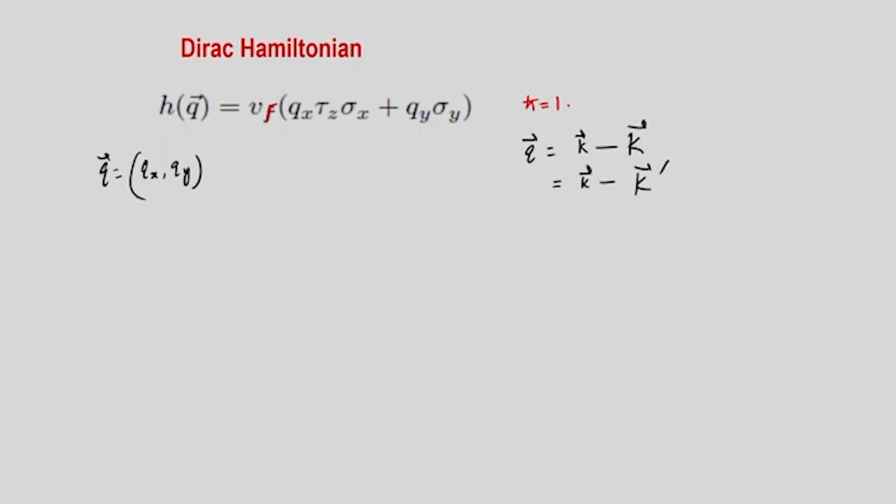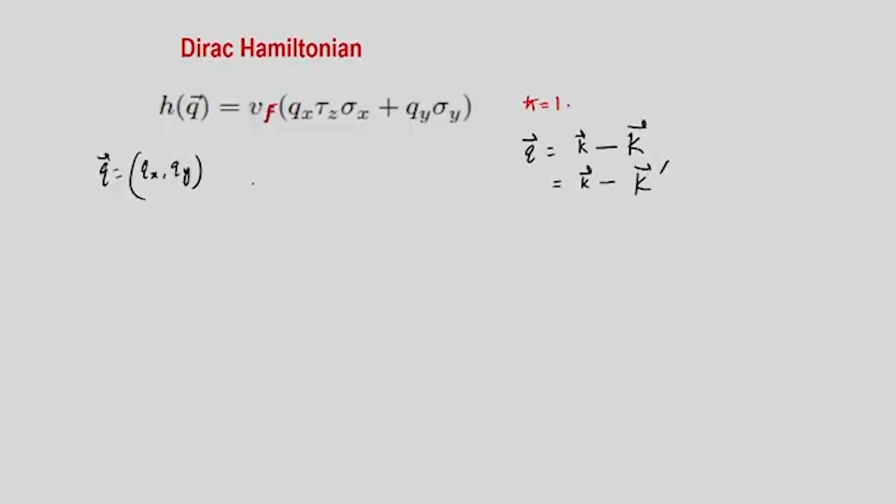Sigma x and sigma y are Pauli matrices. However, they do not represent the spin degrees of freedom. Sigma actually stands for the sublattice degree of freedom, and you see a gamma z here, which is the valley degree of freedom.